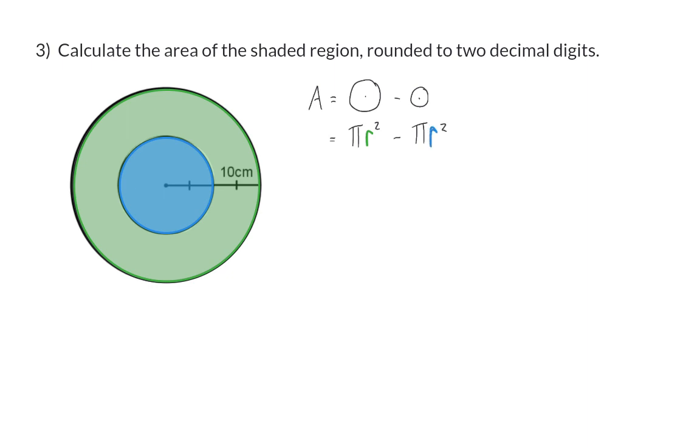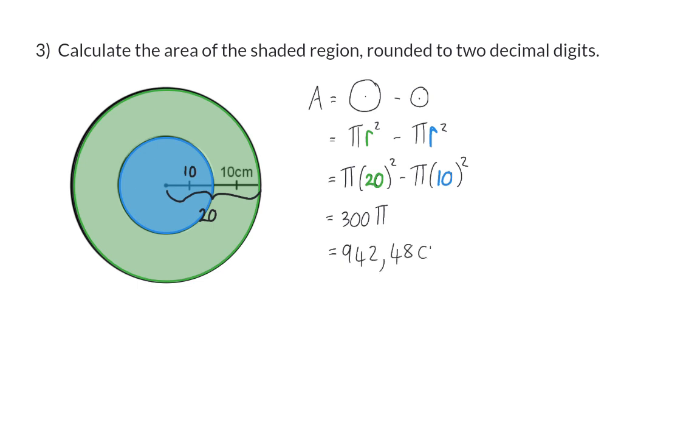For the smaller circle, we can see that the radius is 10 centimeters. Therefore, the radius for the larger circle will be 20 centimeters. So if we now go and substitute, we will have pi times 20 squared minus pi times 10 squared. And this will give 300 pi. And finally, rounded to 2 decimals, we will have 942,48 centimeters squared.